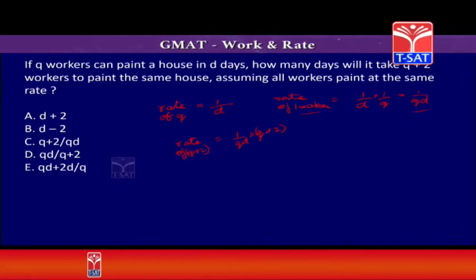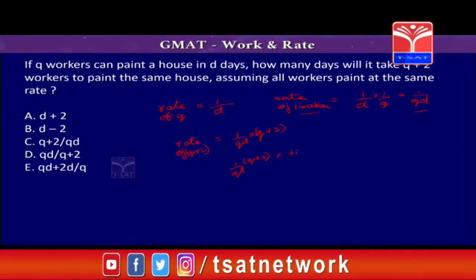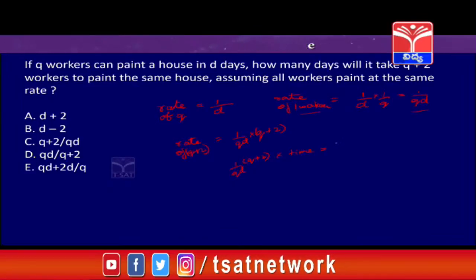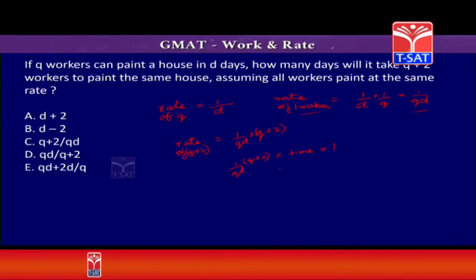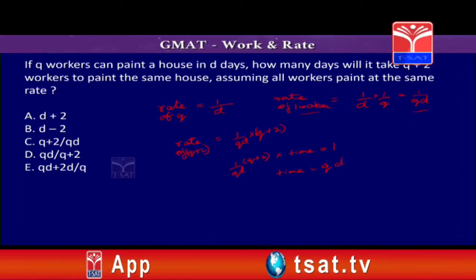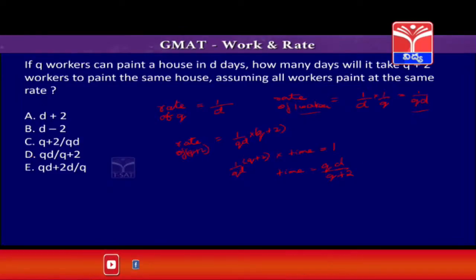They are asking how much time they will take to paint the house. So this is the rate, Q plus 2 into 1 by QD, and the rate into time taken will be equal to the work, what are they painting? They are painting one house. So that becomes 1 again. So the time will be equal to QD divided by Q plus 2, which is answer option D. Let's look at more questions on this.